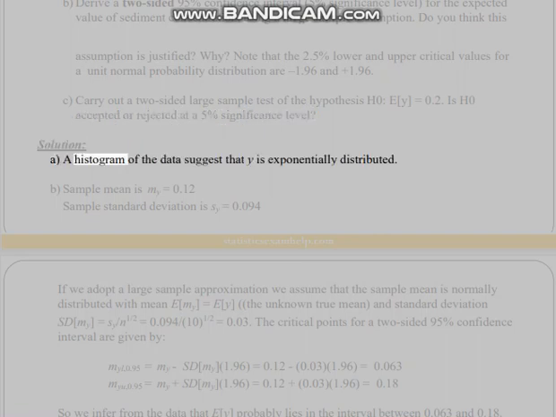Solution. A. A histogram of the data suggests that Y is exponentially distributed. B. Sample mean is 0.12. Sample standard deviation is S_Y equals 0.094.